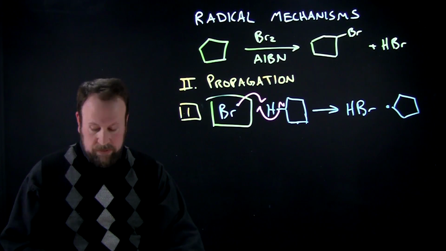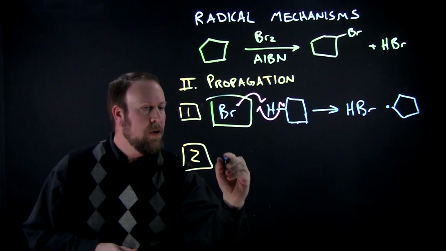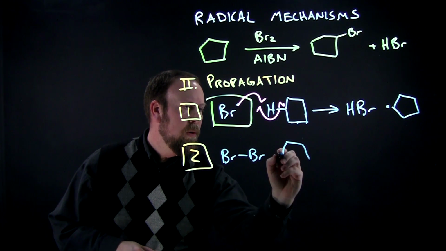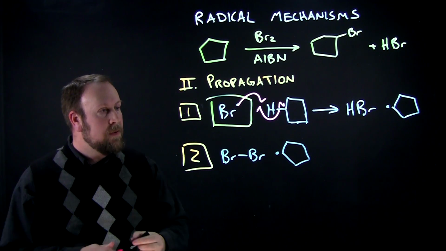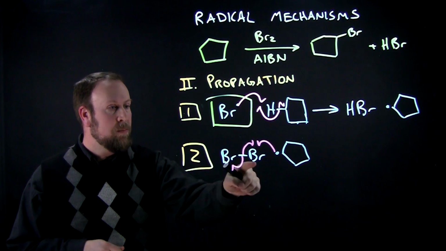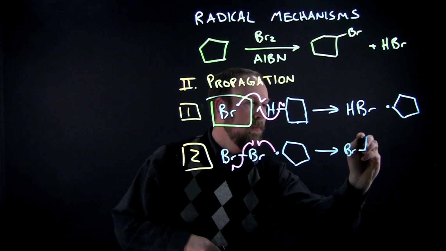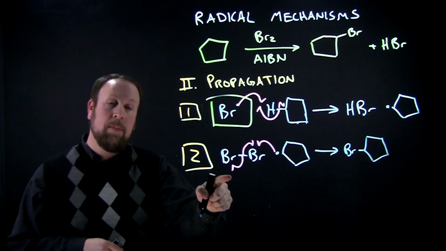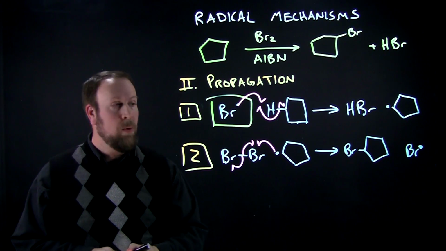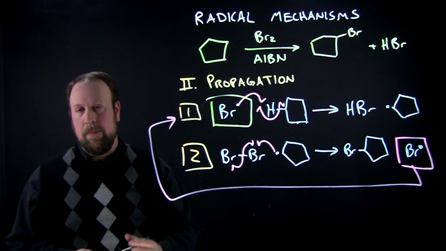Now the alkyl radical we're going to use in the second step of our propagation phase. And that's going to react with another equivalent of Br2. This is the first productive step in terms of product formation, because now this bromine is going to be added to the alkyl chain to give us some of our product. The other byproduct of this step is a bromine radical. This is really important because this bromine radical is going to be reused in the first step of this cycle.